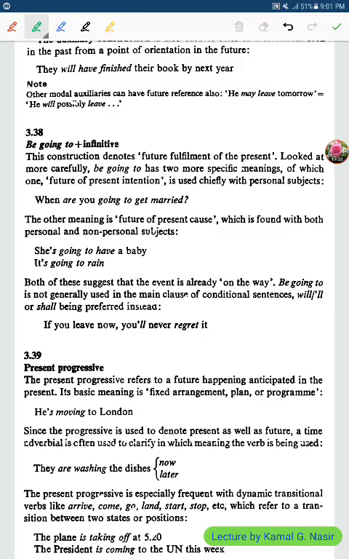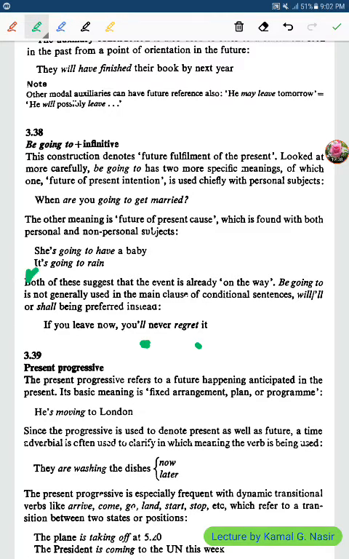Also, we use what? For example, if you leave now, you will never regret it. Okay? This is will, and this is the conditional clause. This is the subordinate, which is the secondary clause, and this is the main clause. Clear? Where is going to here?